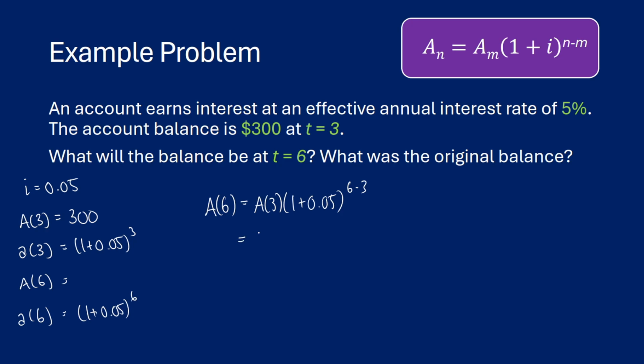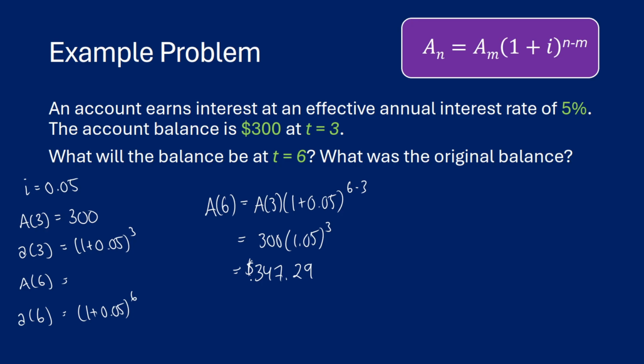So this is going to be the same thing as saying 300 times 1.05 cubed. And what's that going to get us? Well, we can go to our handy dandy calculator here, 300 times 1.05 to the power of 3, which is going to be 347 and 29 cents. Okay, so that is big A of 6.